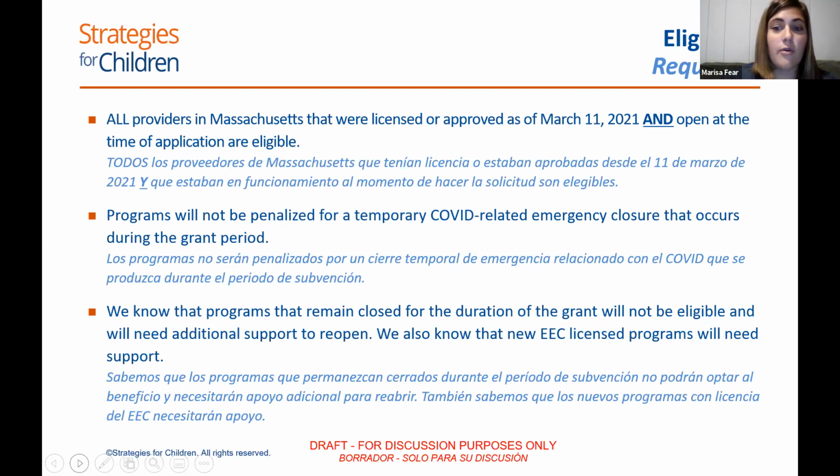We also know that some programs may not receive the full grant amount, or that new EEC licensed programs will need support as they come into this field. And we as advocates want to make sure that we can tell those stories and show how we can help those specific groups of providers, and in what ways this grant was helpful and in what ways this grant wasn't helpful for those groups of providers moving forward.